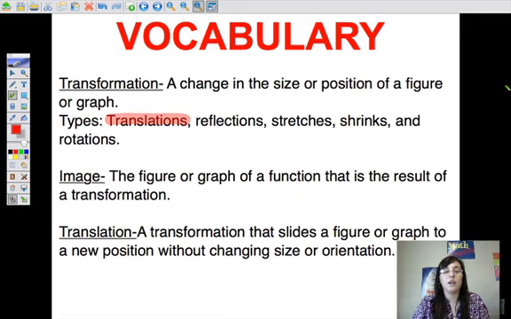And then the last vocabulary word is translation. That's specifically what we're talking about today. That's a type of transformation where it slides a figure or graph to a new position without changing its size or its orientation. Basically meaning that it's not being flipped around, it's not being rotated. All that's happening is it's just sliding left, right, up, or down. Go ahead and pause this for a minute if you need to copy down the definitions for those three vocabulary words.